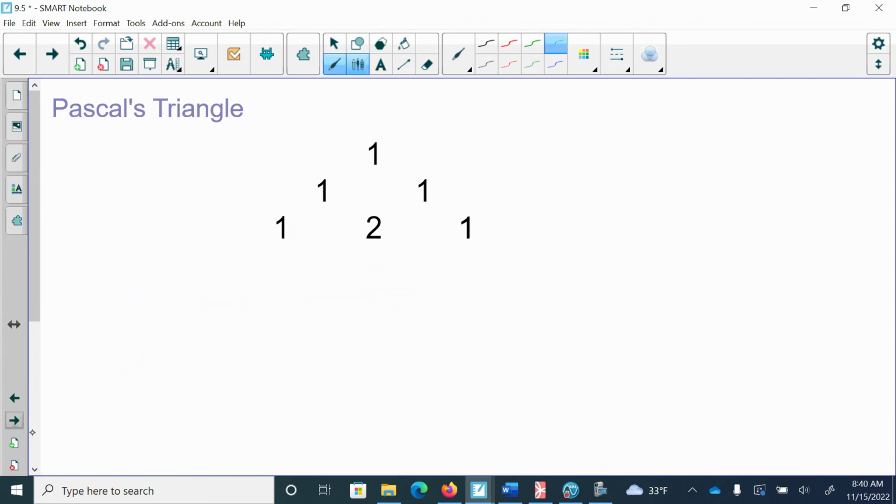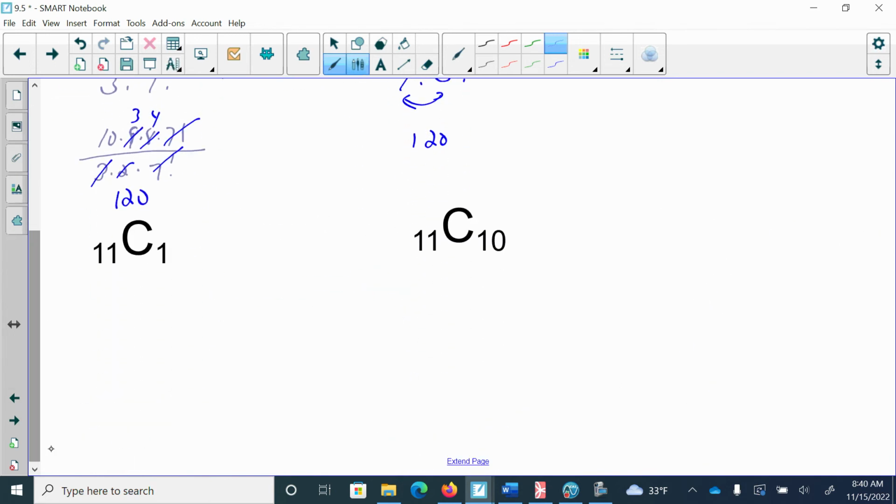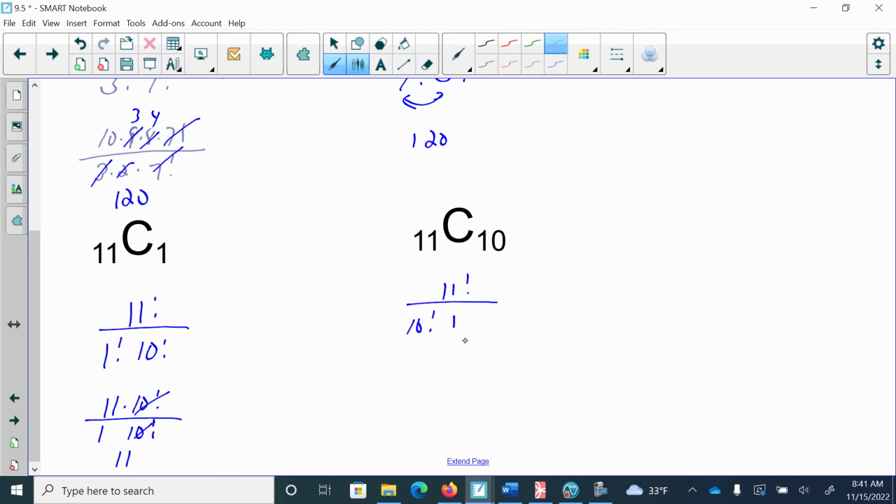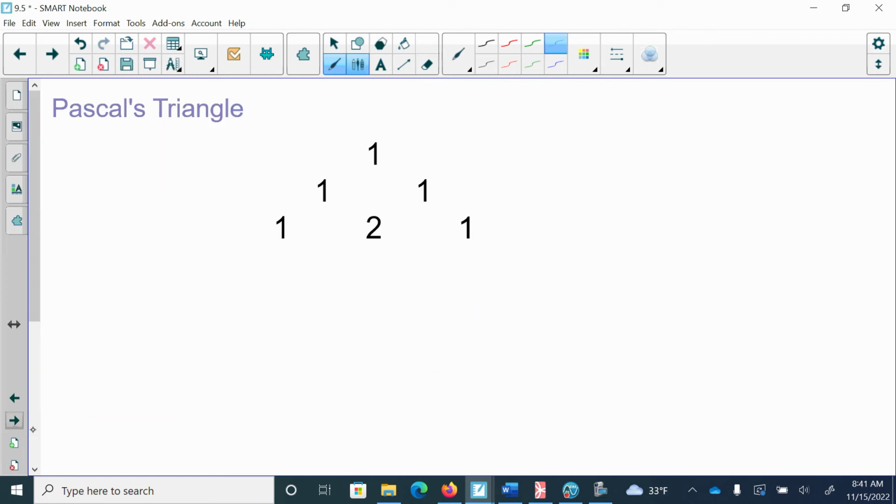I had another one here that I wanted to do. If this is the combination 11 choose 1, 11 minus 1 is 10. So this will be 11 times 10 factorial over 1 factorial, which is just 1 times 10 factorial. These will simplify, and I'll just be left with 11. Here, if I do 11 choose 10, 11 minus 10 is 1, exact same work, so I'm still going to get 11. So it's symmetrical, I guess, is the best way to put it.